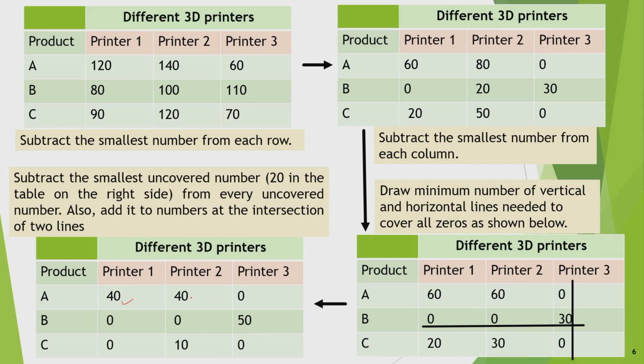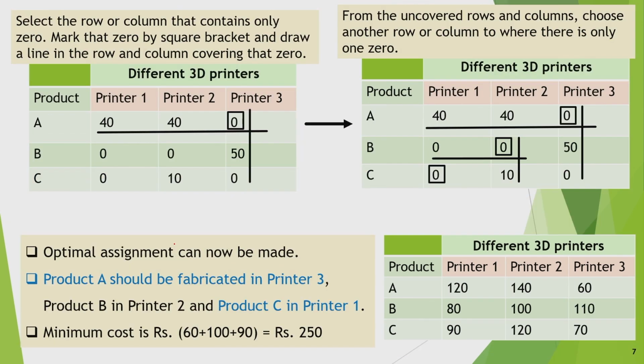So again printer 2, 60, uncovered one. Covered ones you don't touch, but at the intersection you have 30. So you add 30 plus 20 is equal to 50. And this is 0. And then you got 10 and you got 0. Okay. So this is 10, 0. So now we have got that type of matrix.